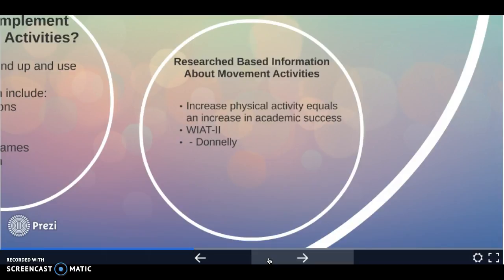So he took a group of students who had physical activity, and then a group of students that did not. And the students that did have physical activity scored higher on the WIAT-II, which I found super interesting and important.